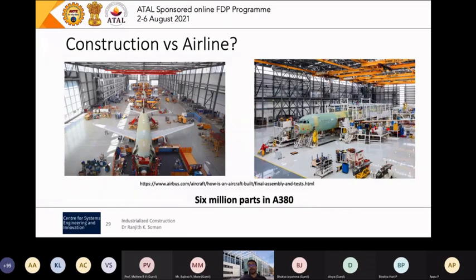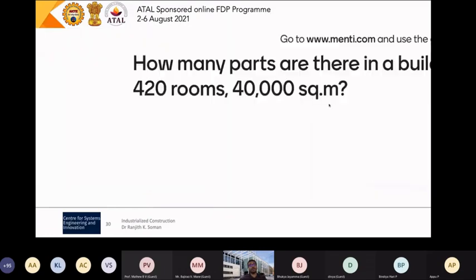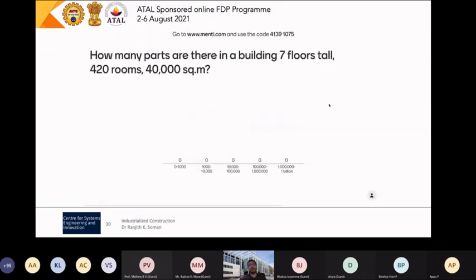If you look at the number of parts, there are around 6 million parts in an Airbus A380. So can you estimate how many parts might be there in a building which is 7 floors tall, with 420 rooms and 40,000 square meters? Again, if you go to menti.com and put in this code, you will see this particular website, and then you can start doing the quiz there.